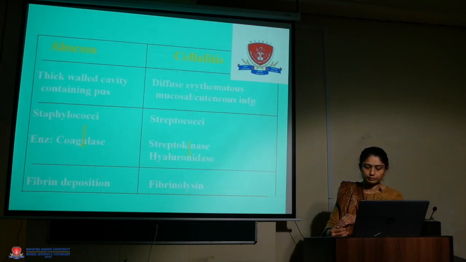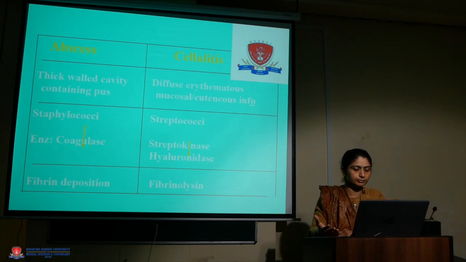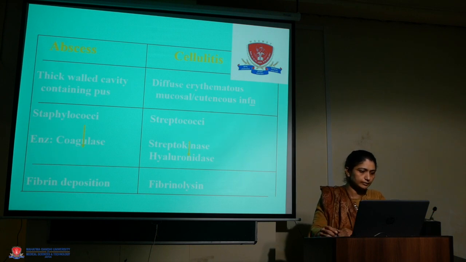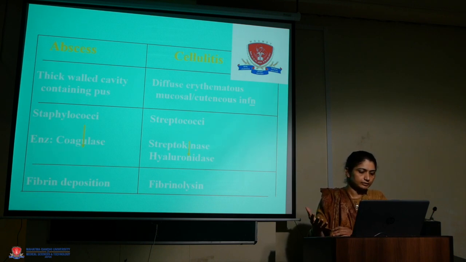So it is very important to understand the difference between abscess and cellulitis when we talk about general facial space infection. An abscess is a thick walled cavity that contains pus, and the usual bacteria that causes the abscess is the staphylococcus that produces the coagulase. So it is a confined space where the pus is formed, and it is the next stage when the macrophages and everything has come, and the dead product, that is pus, is there.